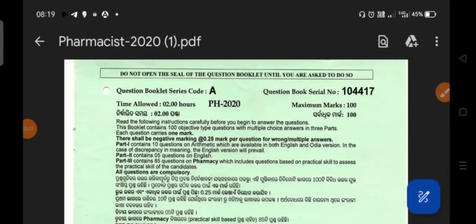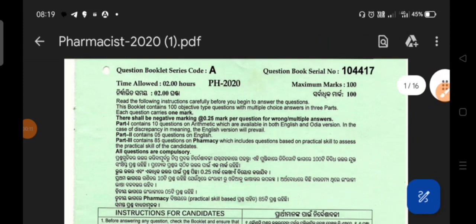Good morning, everyone. So, you can see this is your previous year pharmacist examination question paper of 2020.